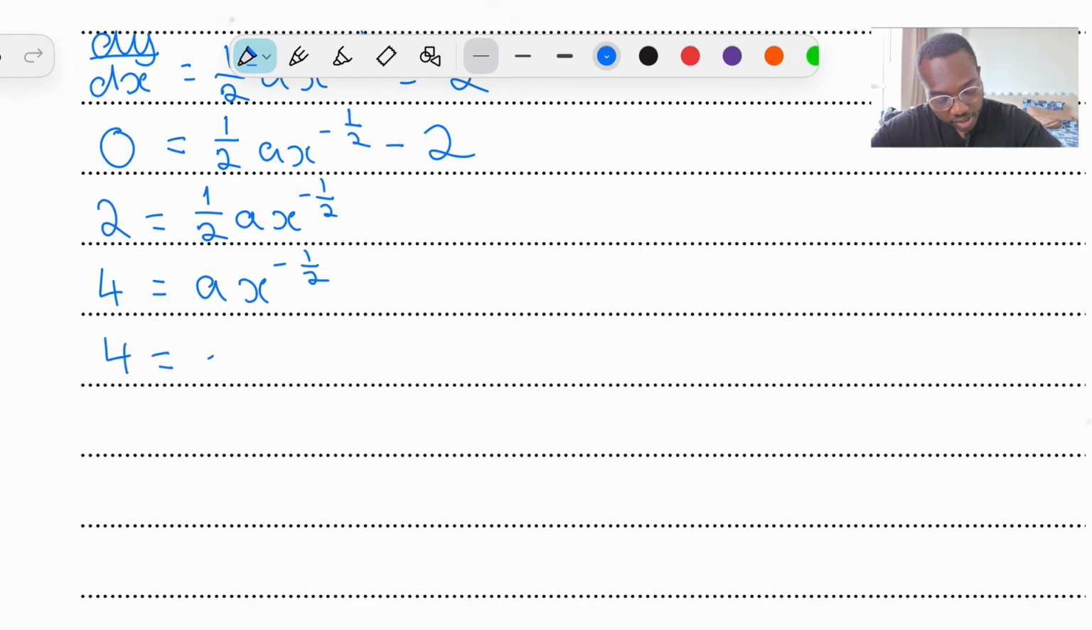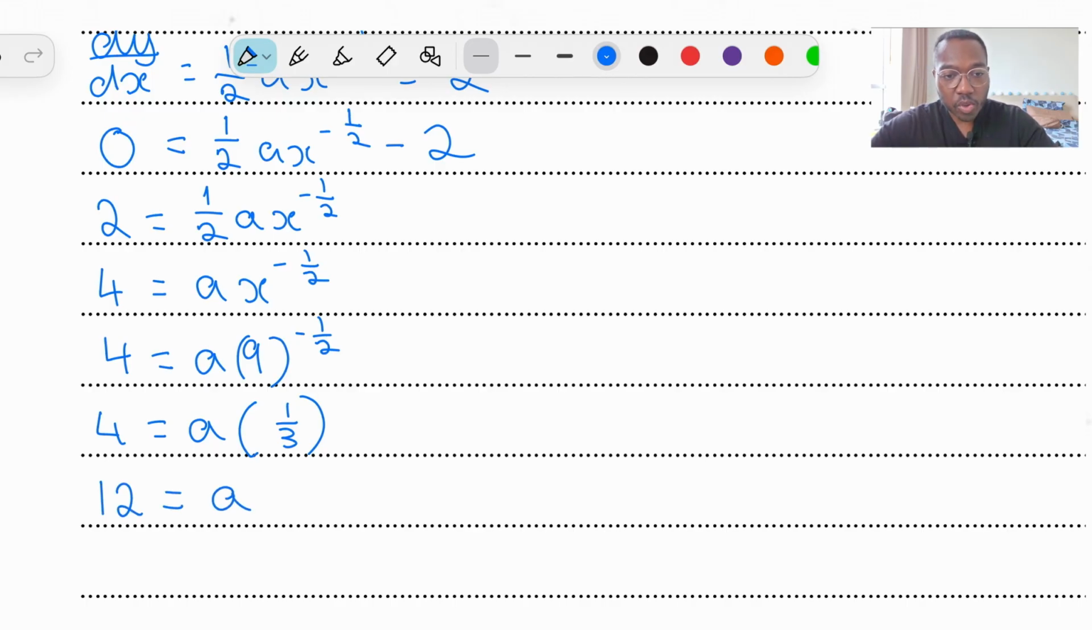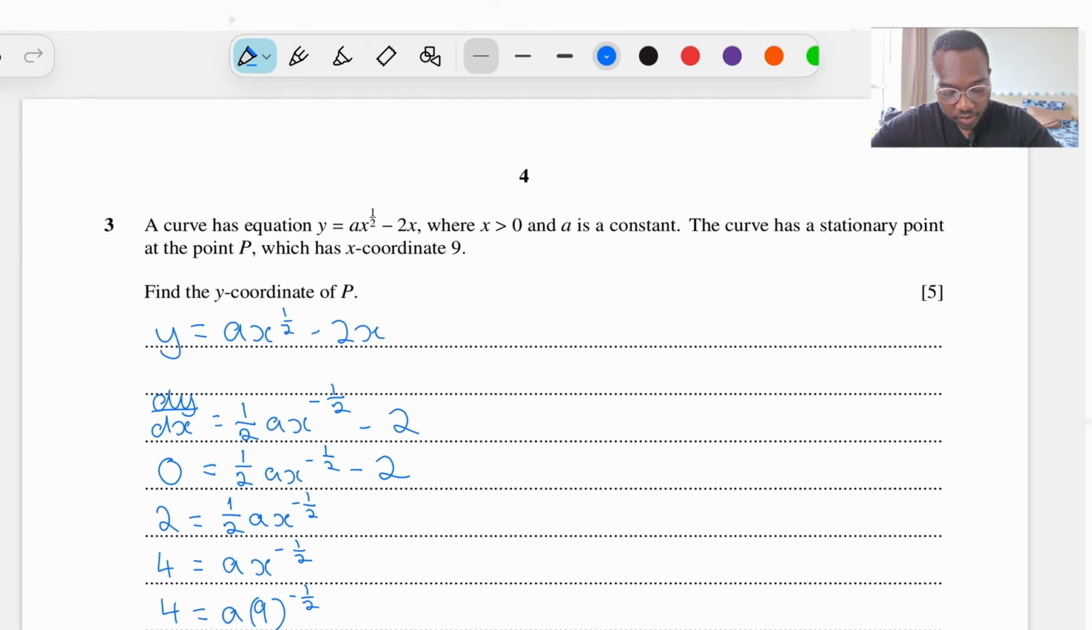So 4 is equal to a times 9 to the power of minus a half, okay? So that'll be 4 is equal to a, and then we need to do the reciprocal of 9, so we get 1 over 9, and then the square root of 1 over 9, which is 1 over 3. Therefore, to work out a, we just need to times by 3 on both sides, so 4 times 3 is 12, therefore we know that a is equal to 12, okay?